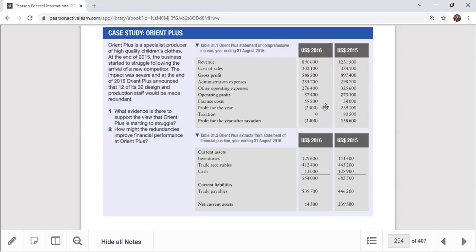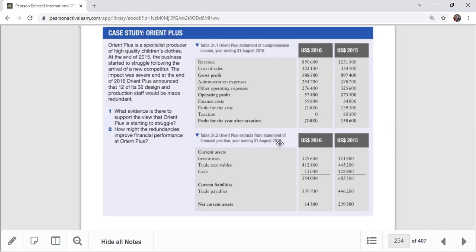Finance costs increased during that time. Profit for the year shows a huge difference, from a profit situation to a loss situation. Right now it's a minus figure, and this year there is no taxation because of the losses. Profit for the year after taxation goes from 158,000 to minus 2,400. Like that, you see how the business organization performed badly during that year.